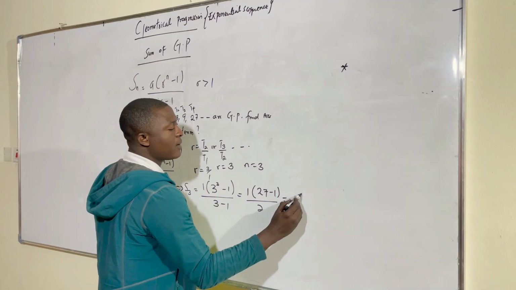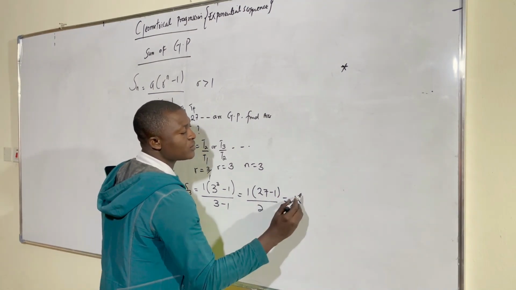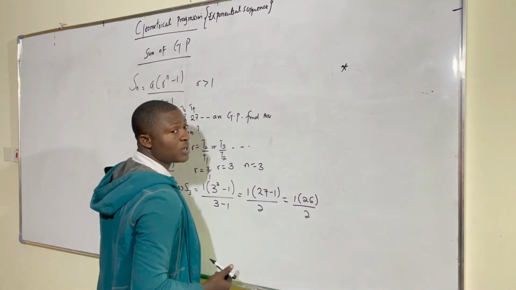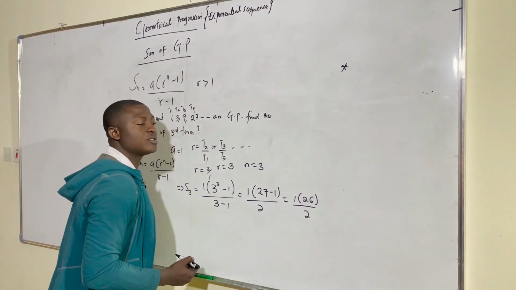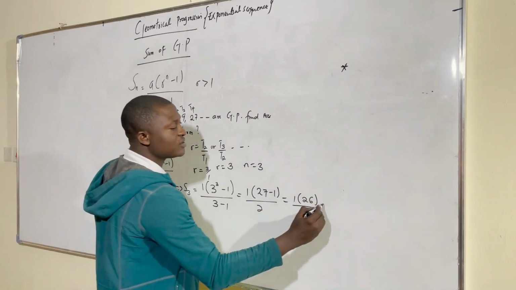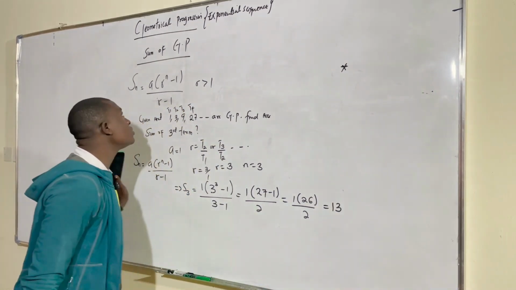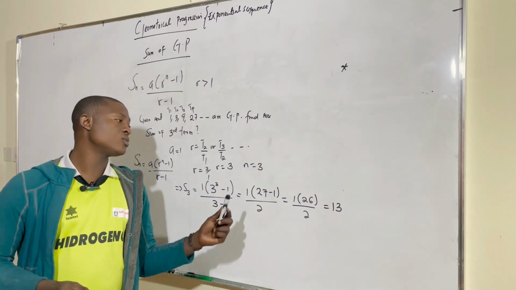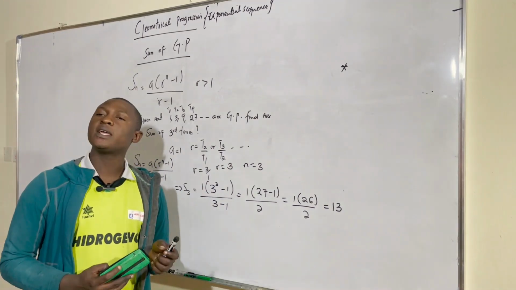So here I can have 1 bracket of 27 minus 1. Of course, we are going to have 26 over 2. This 1 times 26 is nothing but 26. Then 2 in 26, we are going to have 13. So if the value of your r is less than 1, you are going to apply the second one.